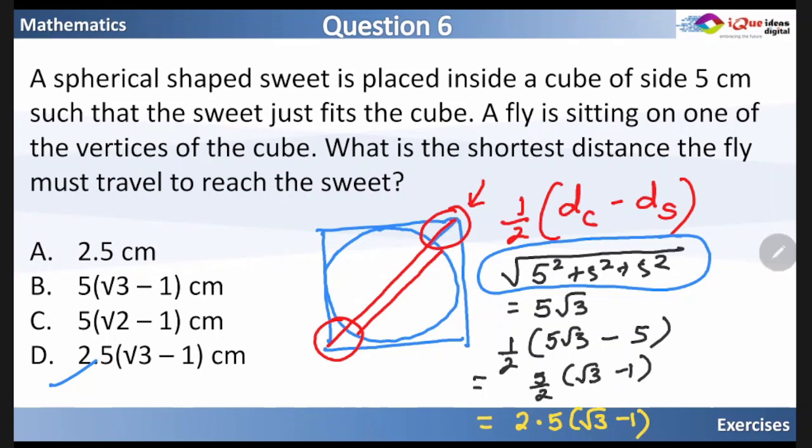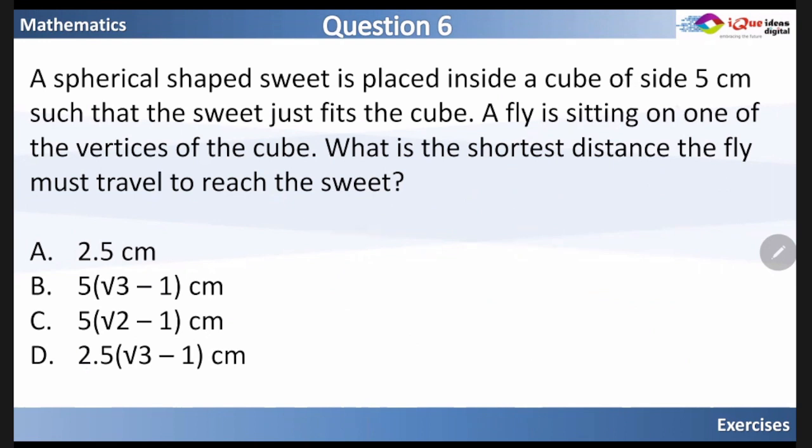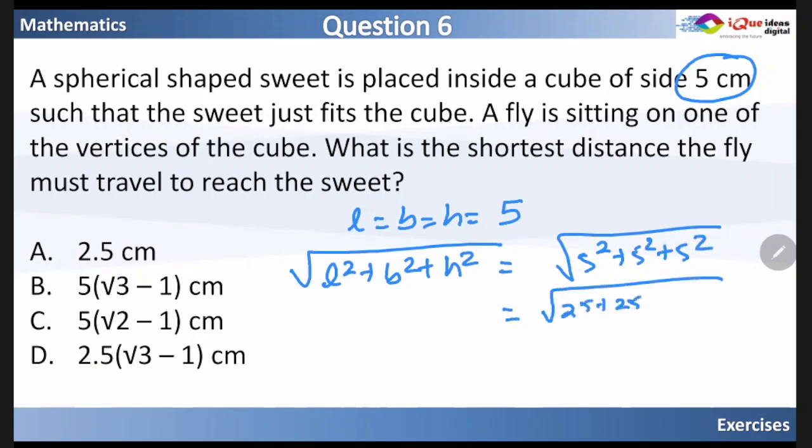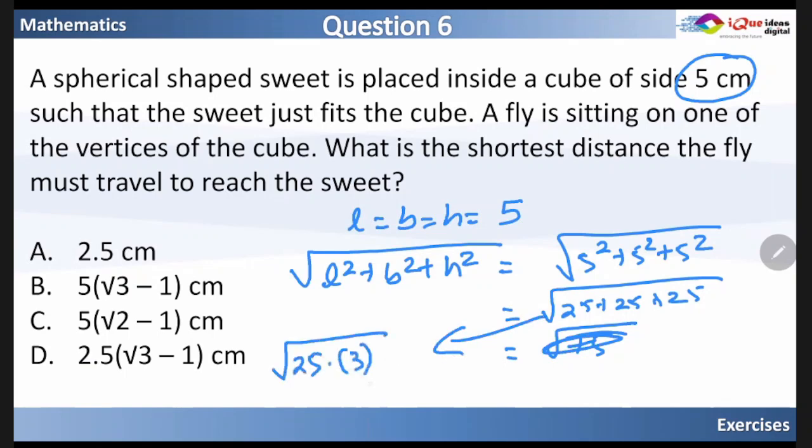It is given that the cube is of 5 centimeters, so length, breadth and height each is equal to 5. Using the formula root of L square plus B square plus H square, we get root of 5 square plus 5 square plus 5 square, which is root of 25 plus 25 plus 25, which is root of 75. Or instead of root of 75, I could have written it as root of 25 times 3, so that is 5 root 3. Got this one?